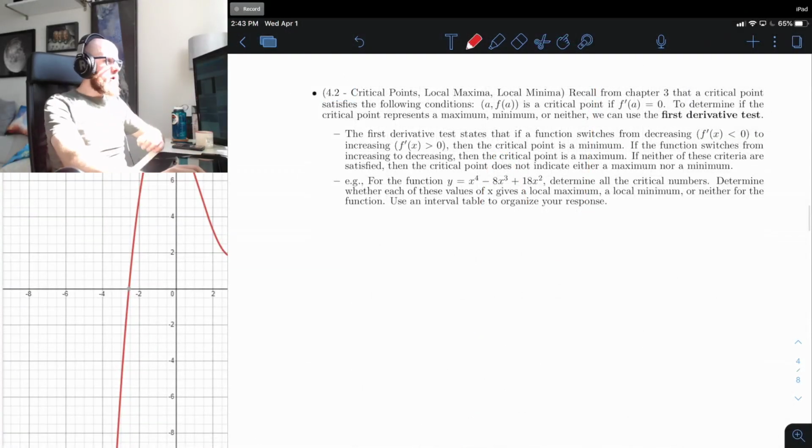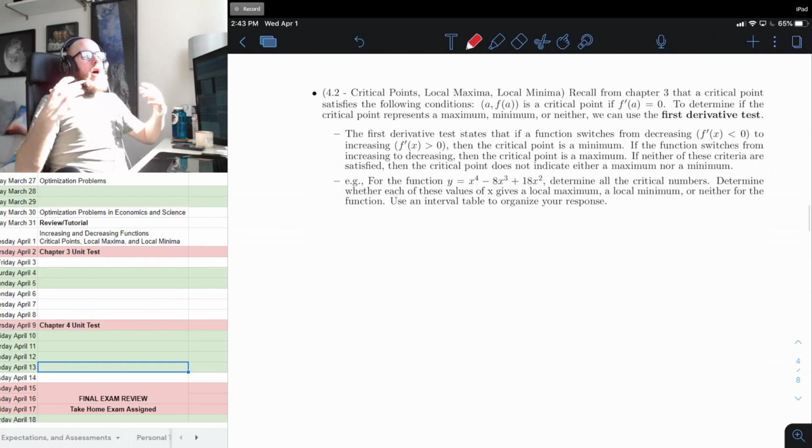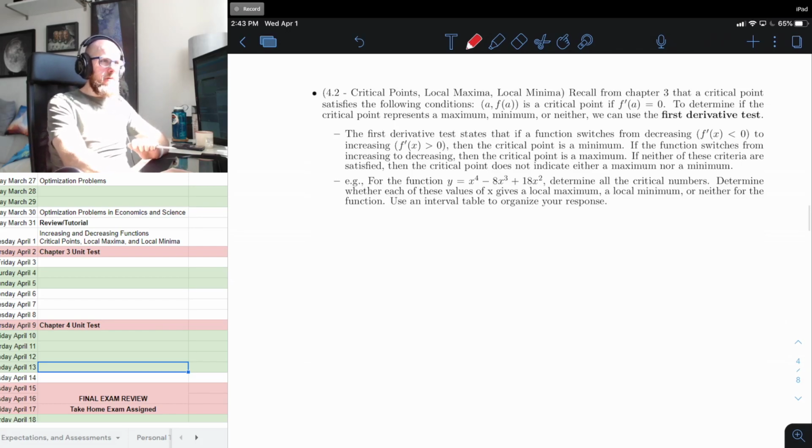Okay, so let's get to 4.2 now. 4.2 summarizes a lot of what we've already been talking about. The one new thing, perhaps, is this first derivative test.